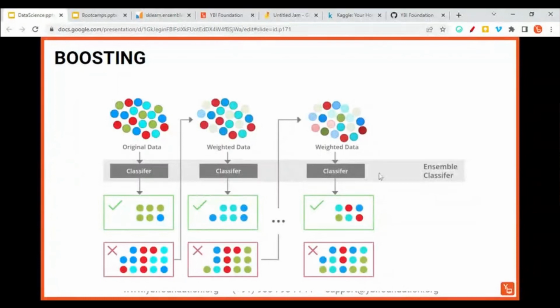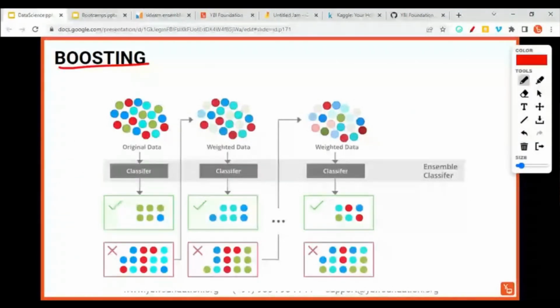Then there is a technique called boosting. So what is boosting? It is in serial. Your models are working in serial.